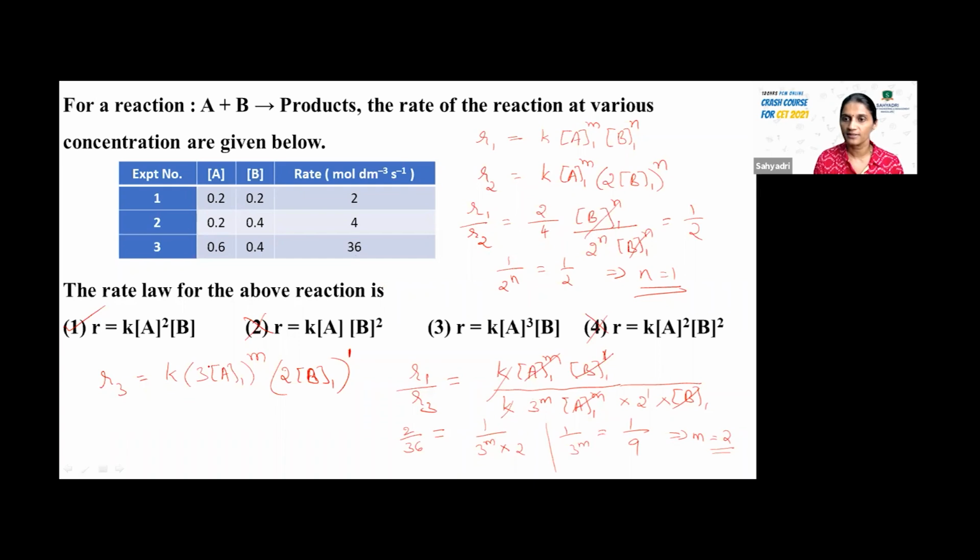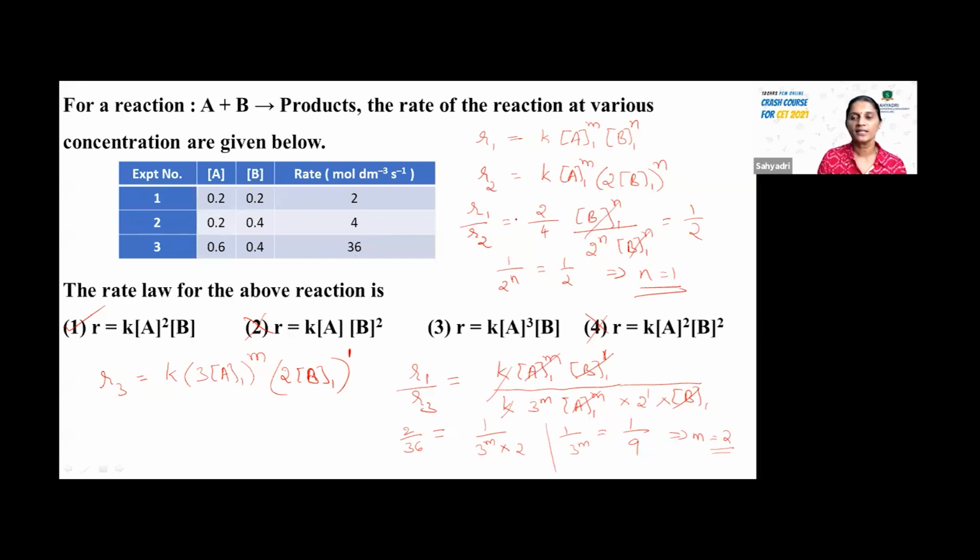Did you understand? Okay. So what will happen here? See, if you are comparing this 4 and 36, 4 and 36 also you can compare, 9 times. You are keeping the concentration of B in experiment 2 and 3. So whatever rate changes, it doesn't depend on this. It depends on A concentration. Now we are increasing the concentration of A 3 times, but the rate is increased 9 times. 4 nines are 36. 3 to the power what will give 9? 3 square will give 9.